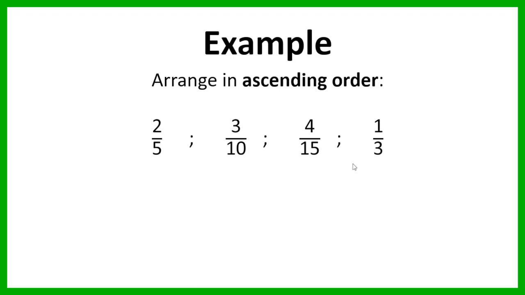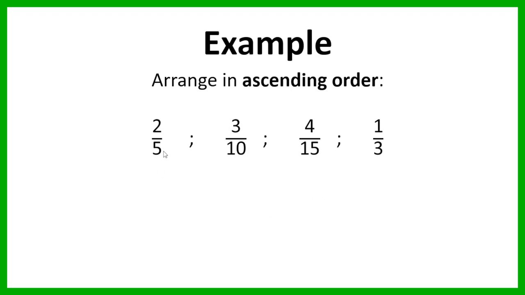So what I need to do is the same thing that I just did in the examples we've been doing up until now. I first need to find my LCD. I need to change all of my fractions so that they have that LCD as their denominators. But now I'm not only looking at two fractions to find my LCD, I'm looking at four fractions. I need to make sure that I find the LCD for all four of those fractions. So I need to find the smallest number that all of these denominators can divide into evenly.